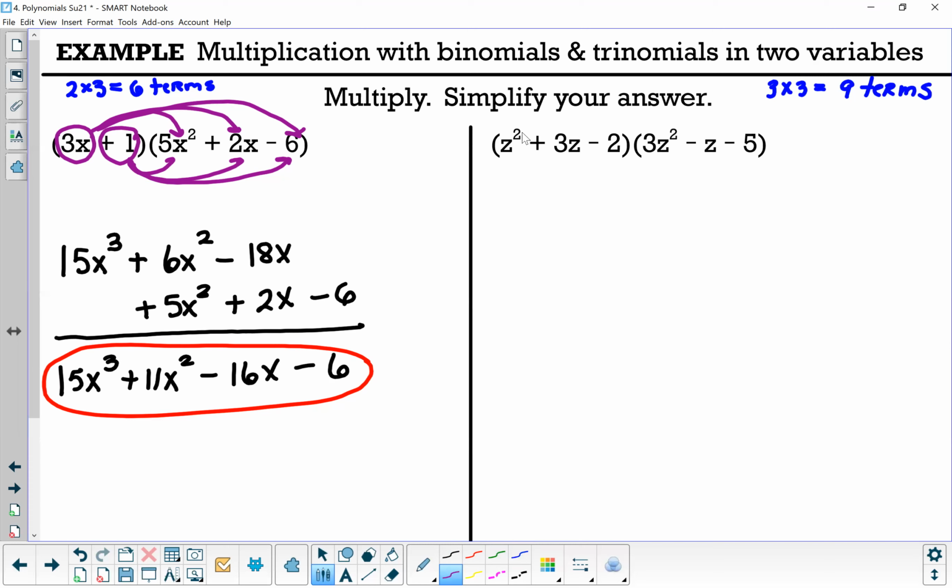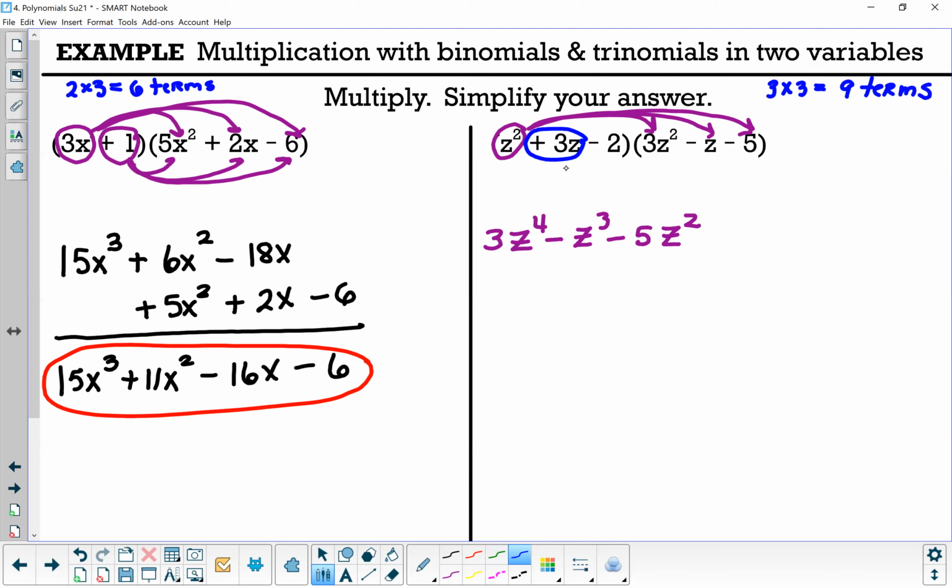So I'll start with distributing the z squared there, there, there. All right. So z squared times 3z squared gives me 3z to the fourth. Z squared times the minus z gives me minus z cubed. Z squared times the minus 5 gives me minus 5z squared. Awesome. Let's do the next one.